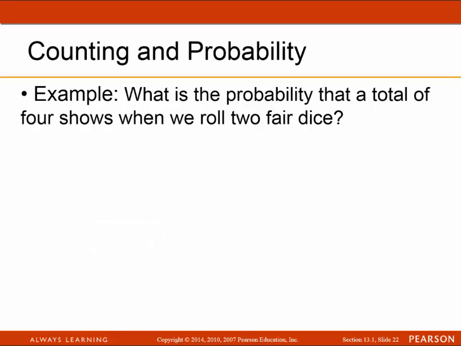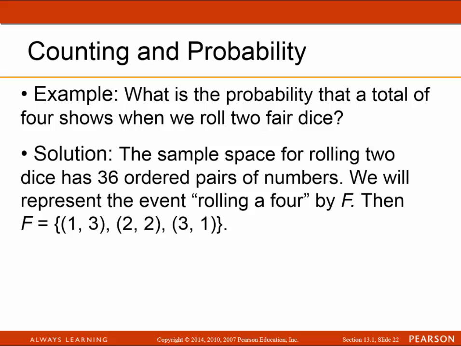Now, what is the probability that a total of 4 shows when we roll 2 fair dice? Again, the sample space has 36 different outcomes, and we represent the rolling of a 4 by capital F. There are 3 possibilities: 1 and 3, 2 and 2, or 3 and 1. We had 36 in the sample space, so 3 divided by 36 is 1 over 12. So the probability of rolling a 4 is 1 out of 12.